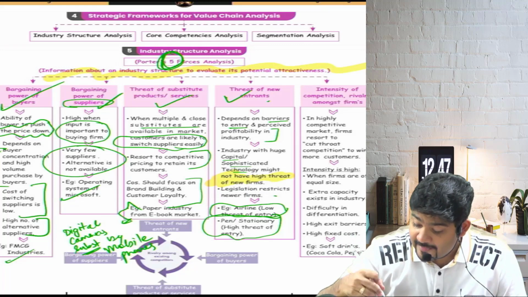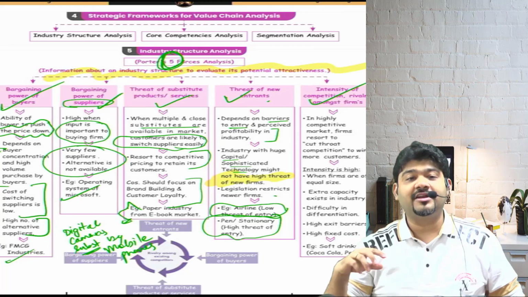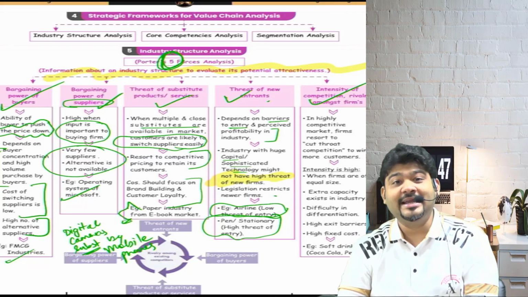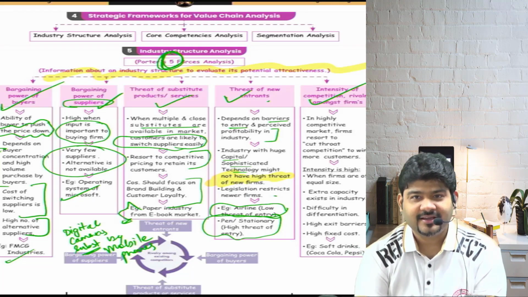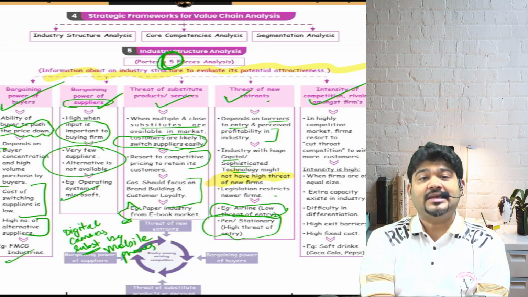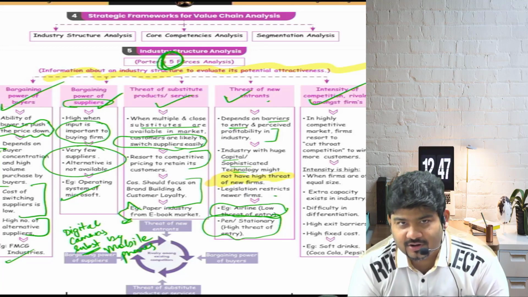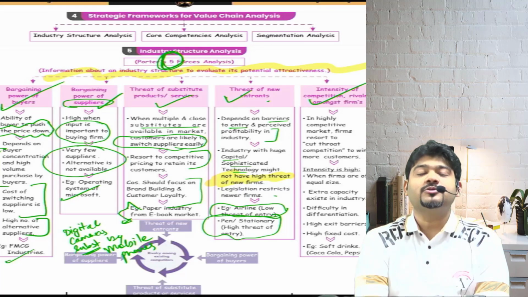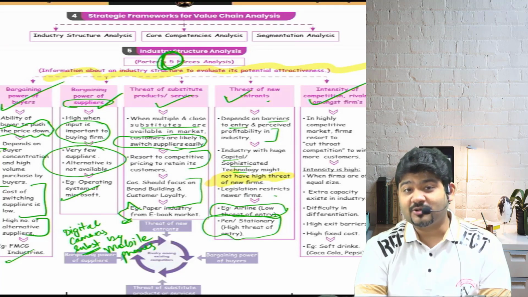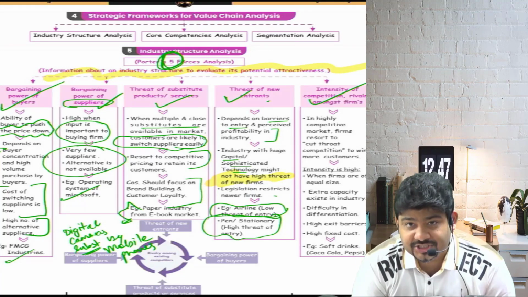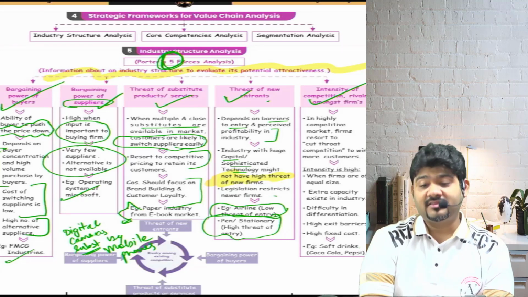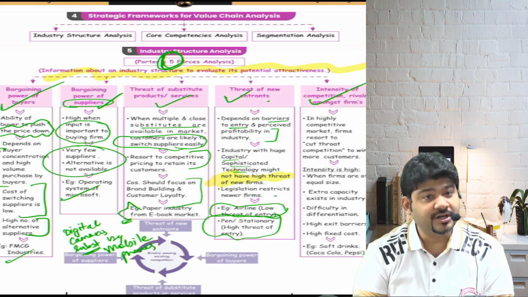And last is intensity of competition or rivalry among firms in that particular industry. If I want to enter the cold drink industry, can I say there's a huge rivalry between Pepsi and Coca-Cola? If I want to enter the e-commerce industry, there's already a huge rivalry between Amazon and Flipkart. If I want to enter the taxi service industry, there's already intense competition between Ola and Uber. So you'll have to check whether the industry you are entering has high competition or not.